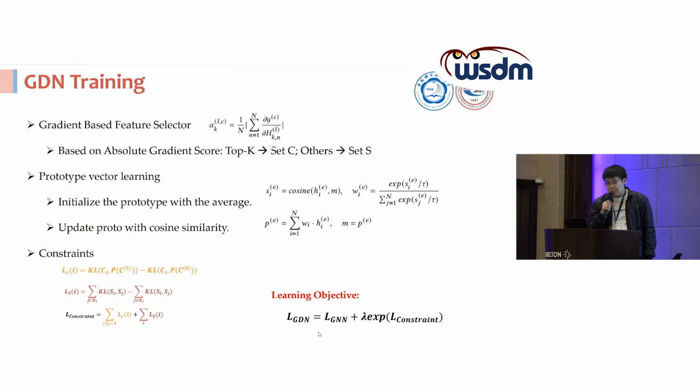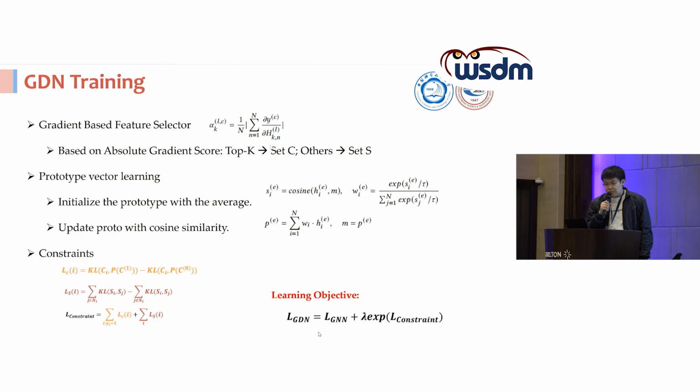To conclude, our model has three parts. The first one is the gradient-based feature selector. We separate the original node feature based on the absolute gradient score. We treat the features with top K gradient score as set class, and the others as set surrounding.